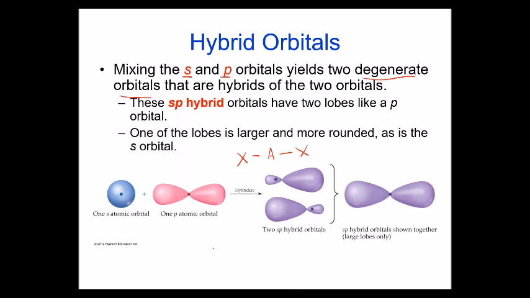What that means is basically you have a spherical one and a dumbbell one. They mix together, they hybridize, they form a hybrid. So the blue and the red make the purple. Now the mixture is resulting in a larger, more rounded purple lobe, similar to the dumbbell shape, but a little bit bigger and rounder because you do have that s shape in there as well. So it forms these sp hybrids.